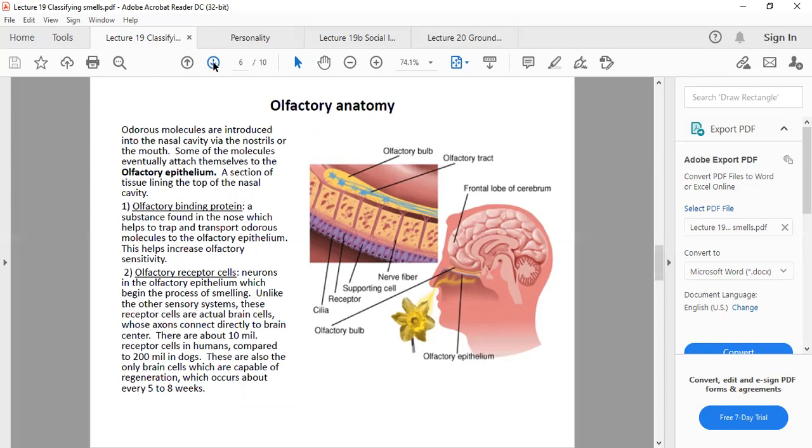There's this olfactory binding protein. This substance is found in the nose. It helps to trap and transport odorous molecules to the olfactory epithelium. Then come olfactory receptor cells, these neurons, and the olfactory epithelium, which begin the process of smelling.